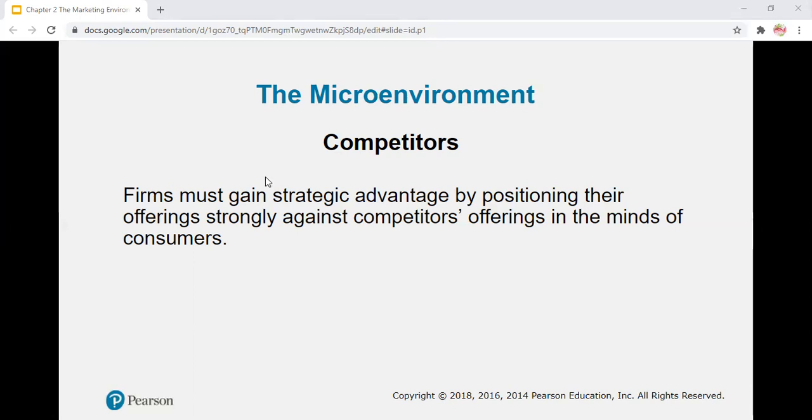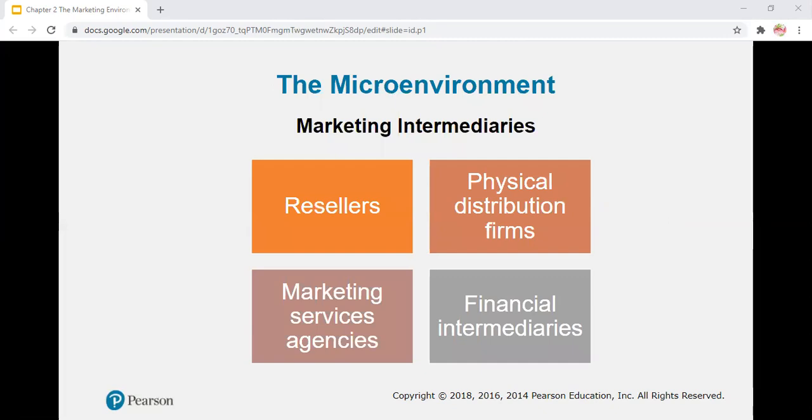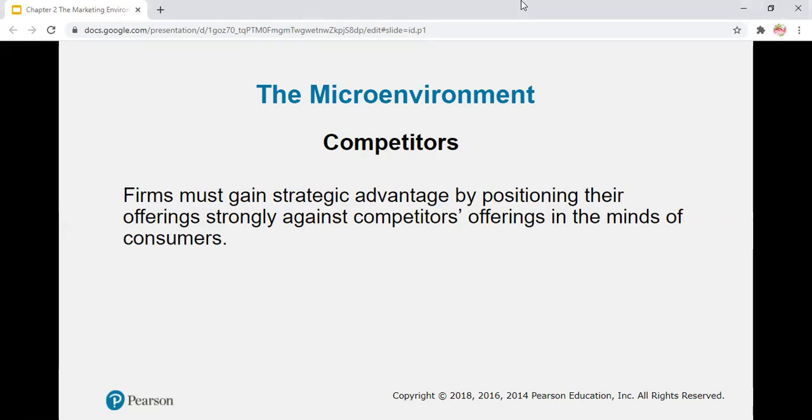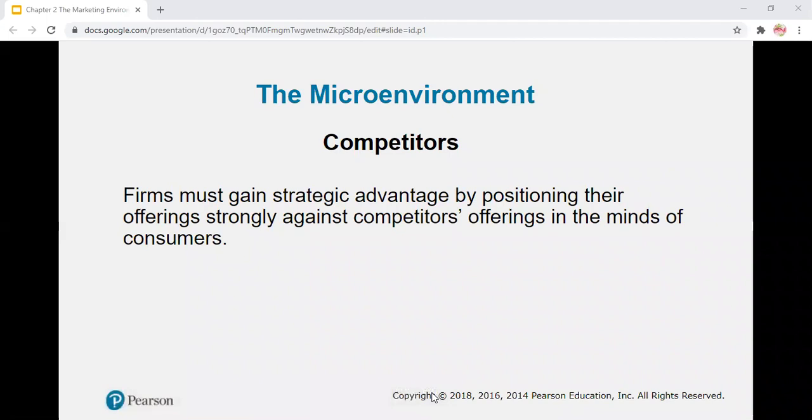So let's go on with competitors now. Firms must gain strategic advantage by positioning their offerings strongly against competitors' offerings in the mind of customers, or consumers. The marketing concept states that to be successful, the company must provide greater customer value and satisfaction than its competitors do.